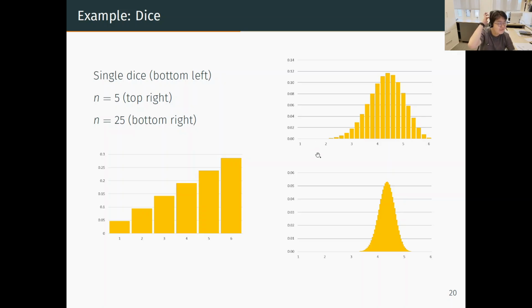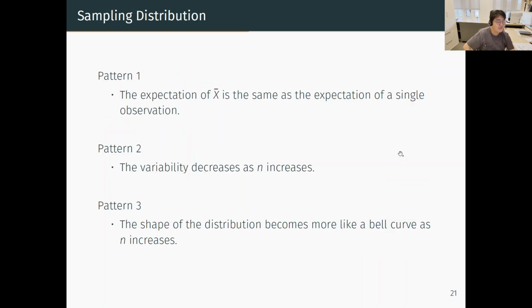When you make 5 dice and roll them together, their average is distributed like this. And again, the center is greater than 4 because in this case larger numbers are more likely, so the mean is greater. And when you have 25 dice, the distribution is again another bell curve, very much like a bell curve, right?